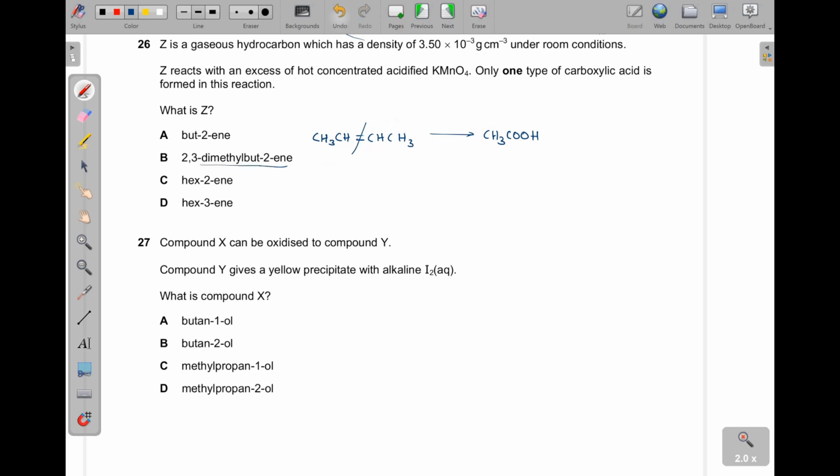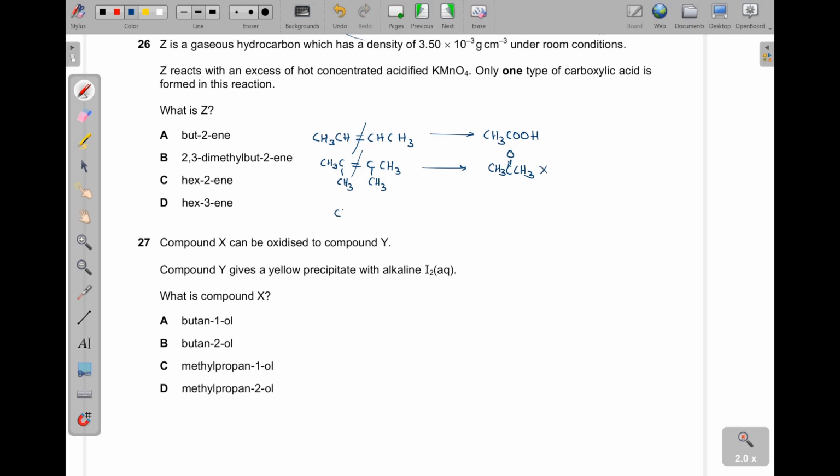Then how about this one here? It is 2,3-dimethylbut-2-ene. So I'm going to have CH3, there is a methyl group here, then there is another one here, and then CH3. That means when we break this one here and we oxidize, we are going to get CH3, then CO, CH3. So this is what you get here and also what you get here. And this is a ketone. It is not a carboxylic acid. So this one is off. B has to be off.